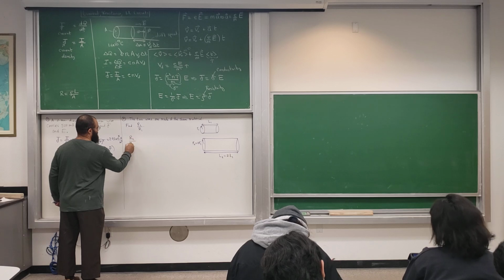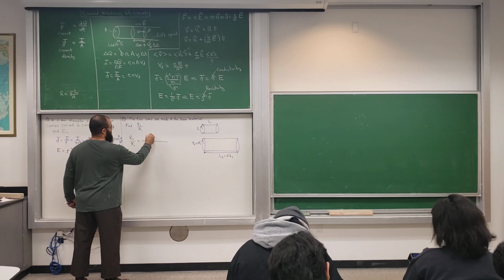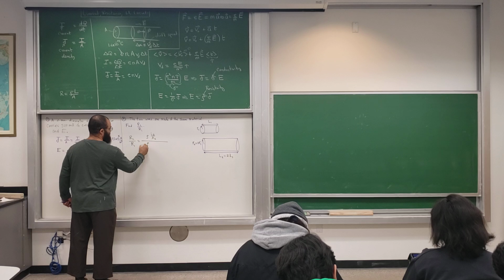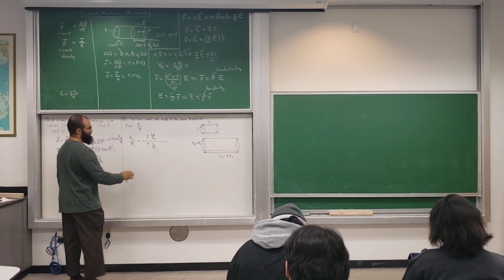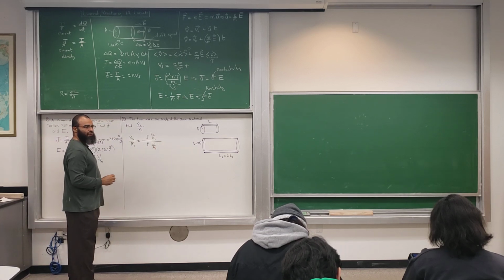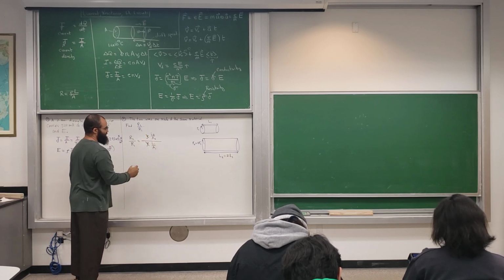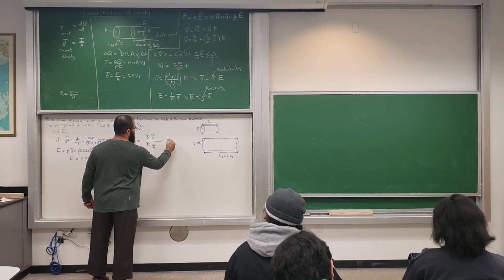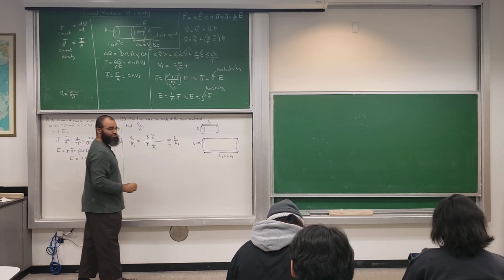R2 over R1. Let's see what we got. R2 would be rho L2 over A2. And R1 would be the same rho because they're made of the same material, but L1 over A1. So rho cancels. And I have L2 over L1 times A1 over A2. That's what we have.